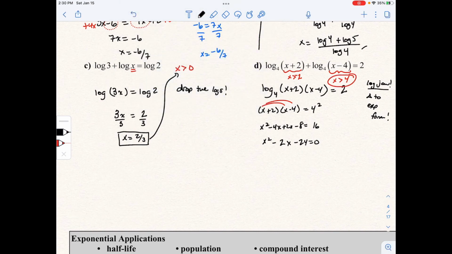And now when we factor, we get x minus 6 and x plus 4, factors of negative 24 that add up to negative 2. So x is equal to 6 and x is equal to negative 4. But in this case, the negative 4 gets kicked out because x must be greater than 4. So here's our answer.